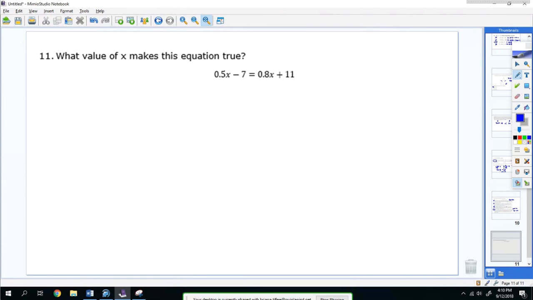Okay, last one. What value of x makes the equation true? Basically means to solve it. So you draw your line. Again, I love having my variable on the left side. So I'm going to subtract 0.8x from both sides. 0.5 minus 0.8 is negative 0.3x minus 7 equals 11.